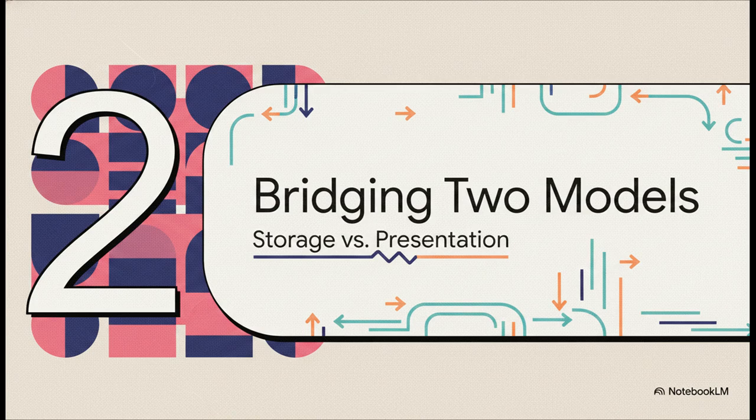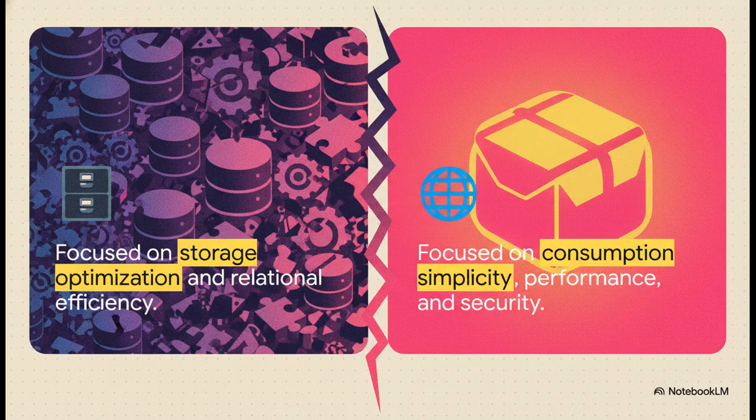So let's shift focus to Section 2, bridging two distinct models. To really understand why treating your database exactly like your API is fundamentally flawed, we need to examine the underlying mental models of both systems. On one side, we have the database. Its entire core objective is storage optimization. It thrives on normalization rules and relational efficiency. It literally wants to break data apart to avoid duplication.